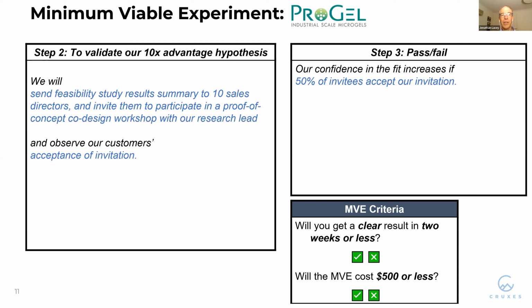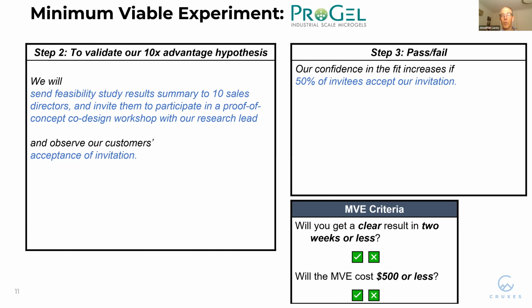So what they did is they sent these feasibility study results in summary to 10 sales directors of these target companies that they were after, and asked them to participate in a proof of concept co-design workshop with the lead researchers. And the experiment was simply, will people accept this invitation? Will they give up a day of their time to come and work with our researchers to actually design concepts that might solve this problem based on our research?